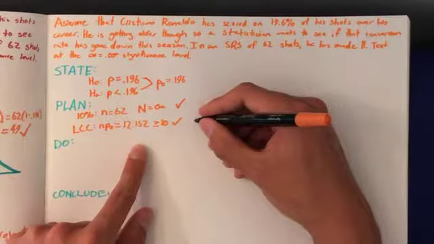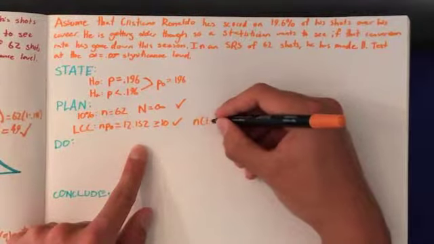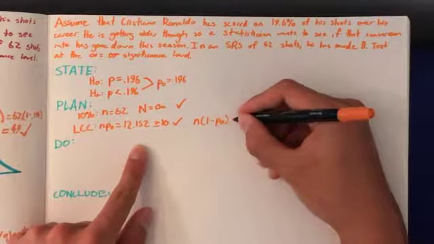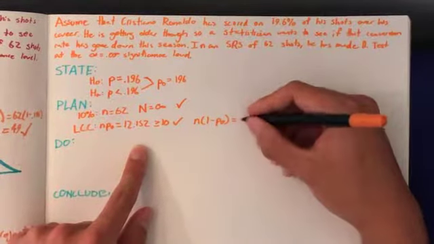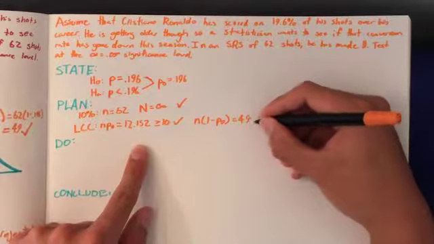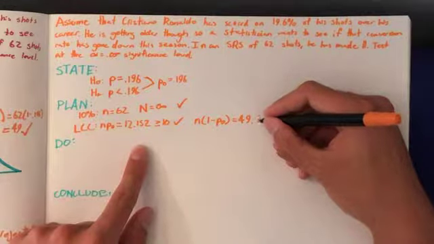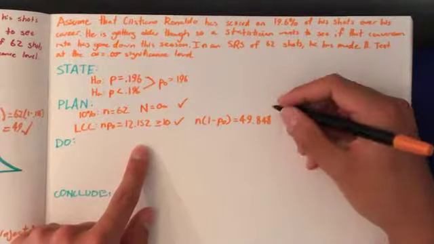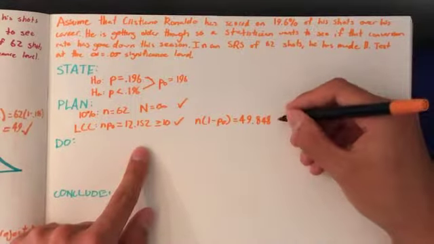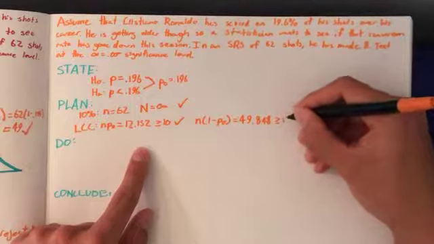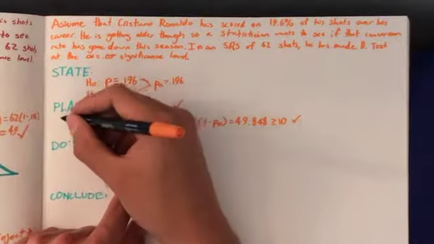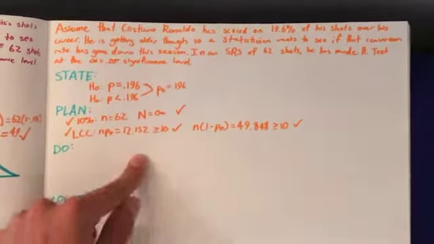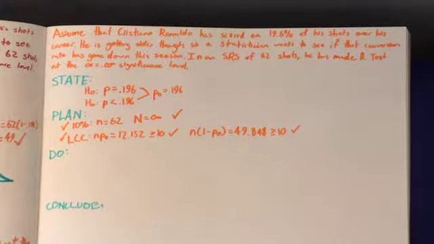And then the other part of that condition is that n times 1 minus P naught also has to be greater than or equal to 10. If you look at this, it's going to be 49.848, I think, something like that. I'm not sure. But anyway, it's 49, which is already greater than or equal to 10. So that's met. So both of our conditions have been met here, so we can proceed with our problem.